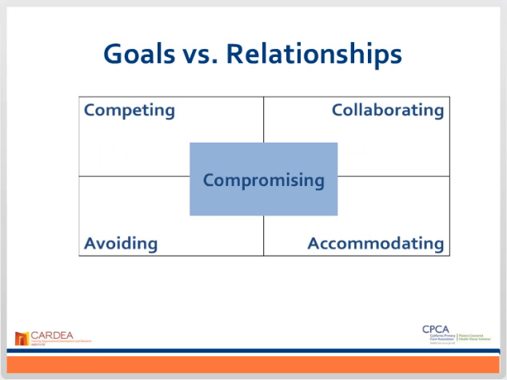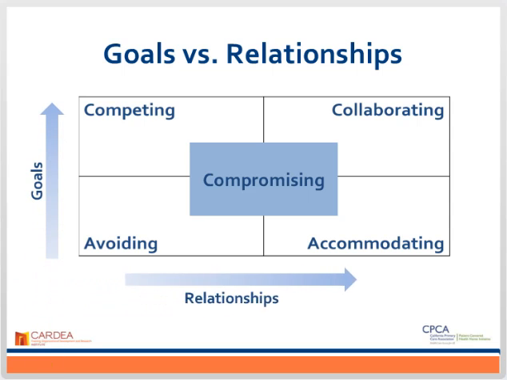In this figure, you see the interaction between goals and relationships in these 5 methods. Both competing and collaborating are high on goals. Those who use competing and collaborating as methods tend to be focused on outcomes. But while competing is low on relationships, collaborating is high. Those who use competing as a method tend to focus on outcomes at the expense of relationships, while those who use collaborating as a method are equally concerned about outcomes and relationships.